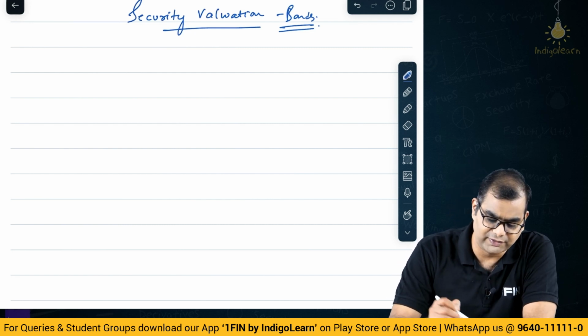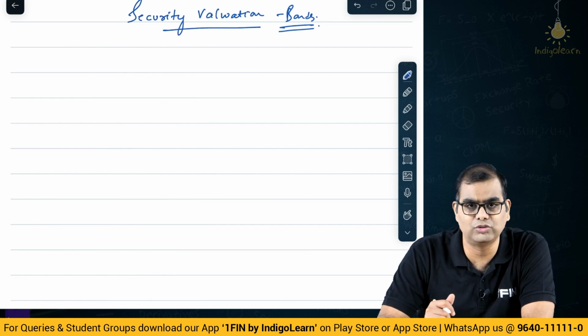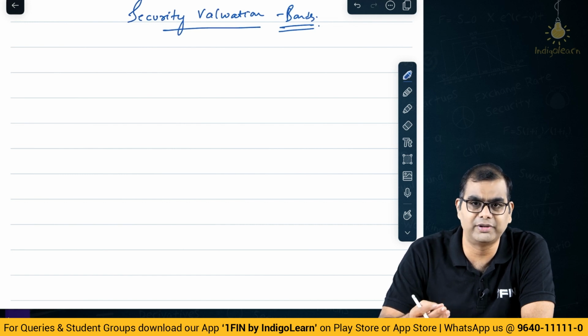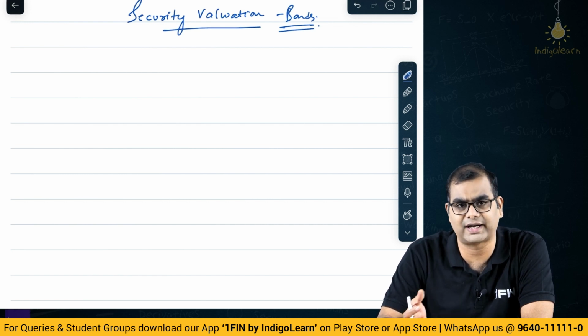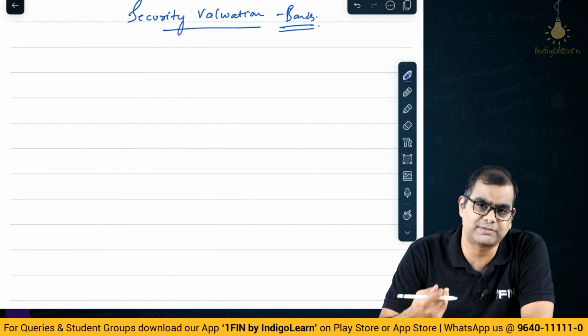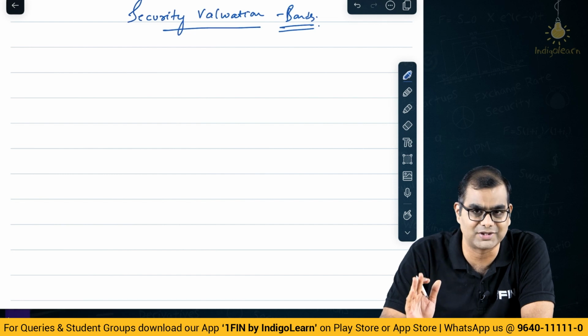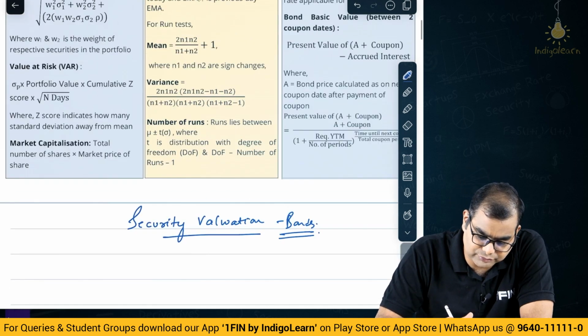So let's start off, and we can call them bonds or debentures, it doesn't matter. What I will do is take you through the key formulae and discuss them very briefly, and then in between we'll look at some problems and try to cover the entire chapter comprehensively, both from a conceptual perspective as well as from an exam perspective, so that you are thoroughly prepared for the exams. Okay, let's get on with it.